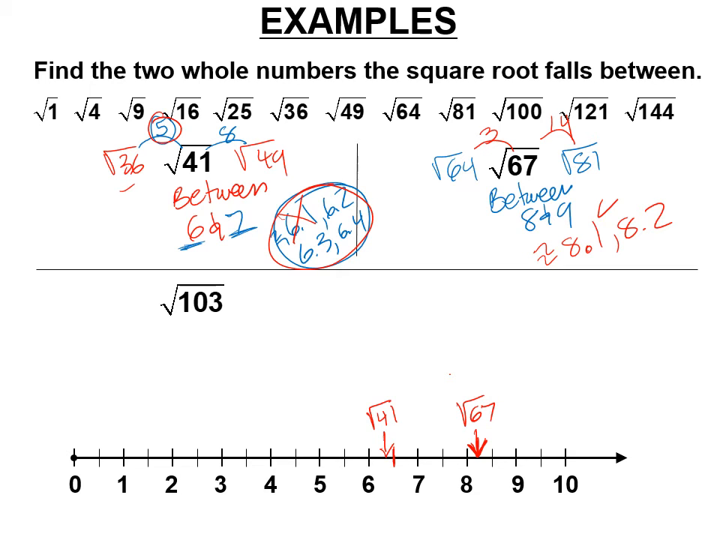All right, the square root of 103, well, that's between the square root of 100 and the square root of 121, which is between 10 and 11. Now this is only 3 away from 100, and it's 18 away from 121. So again, the square root of 103 is really close to 10. All right, it's probably 10.1 approximately.